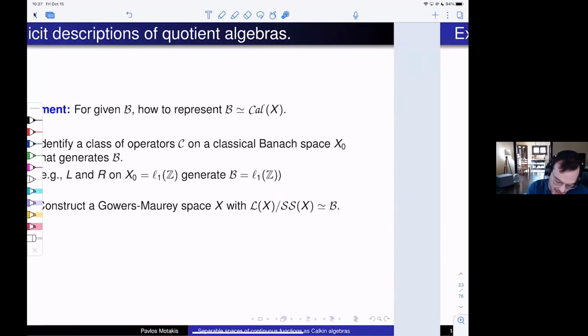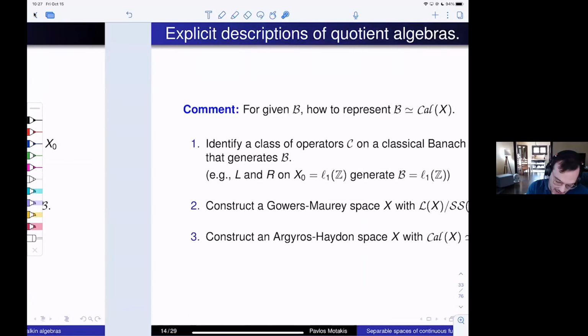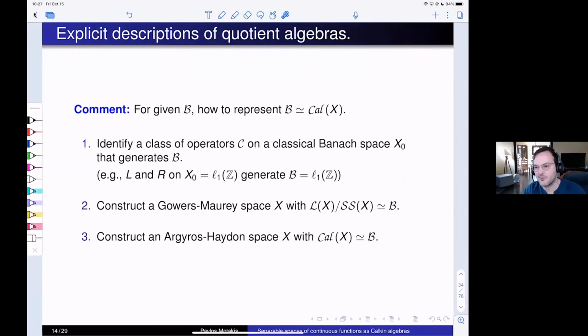And the third step is, after you have learned how to do this on a Gowers-Maurey space, then try to transfer this, because intuitively these are compatible methods, to an Argyros-Haydon space, where whatever you did modulo strictly singular operators is going to work modulo compact operators of this Argyros-Haydon space, and then your Calkin algebra is going to be B. So this is the general recipe. Of course, this isn't going to work all the time, but this is a general method of approach.